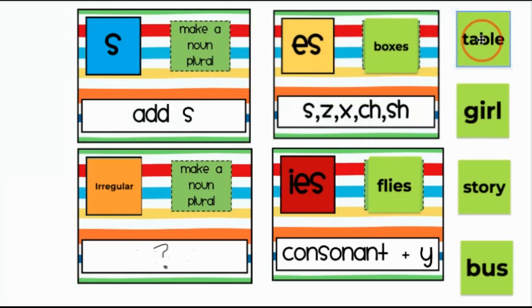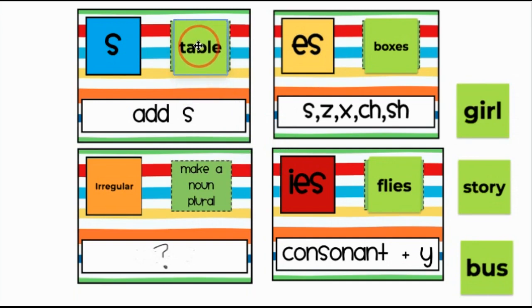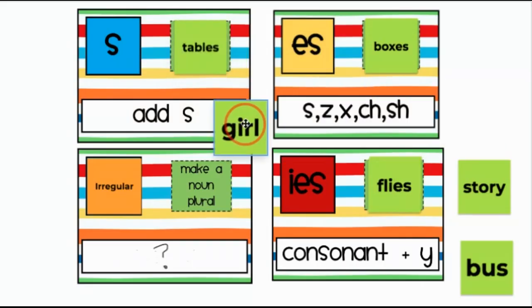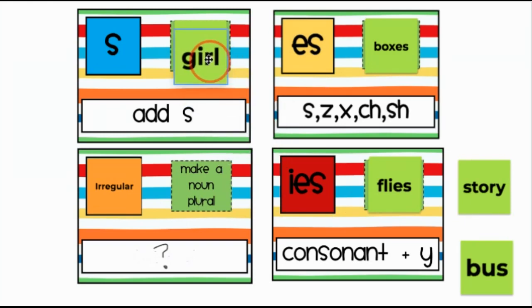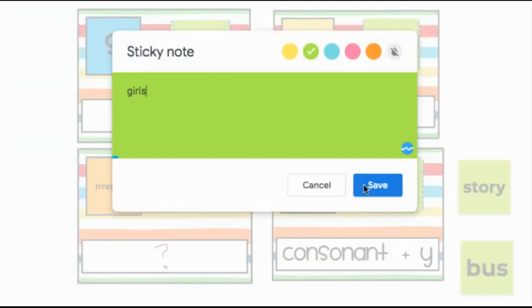Let's go with the next one. This one is table. Now this finishes with an E, and there's no rule about an E, so that one is just S. It's tables. So I'm going to put it in this section, and I'm going to make it plural by adding an S. Next one, we have girl. Now girl ends with an L, and that doesn't fall into any of the rules, so it's going to go with the S. Okay, the plural of girl is girls.